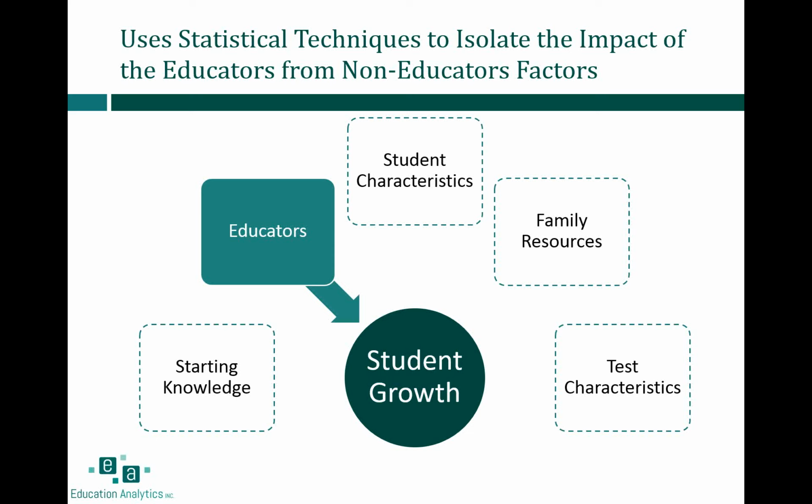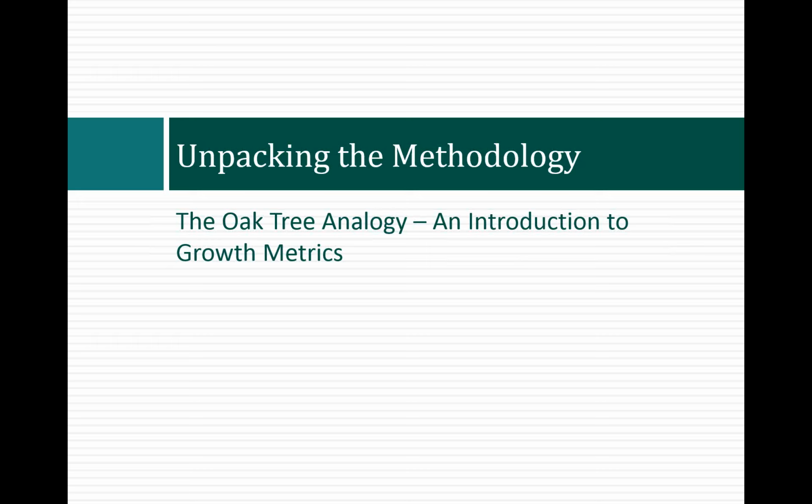And to unpack how we do that using a value-added analysis, we are going to go through the oak tree analogy. That's an introduction to growth metrics. So if you haven't seen any of these sort of things before, anything about growth metrics, anything about value-added analysis, what this analogy is designed to do is to unpack the building blocks of that methodology, and then we'll connect that back to how it's implemented specifically in New York State for use with APPR.